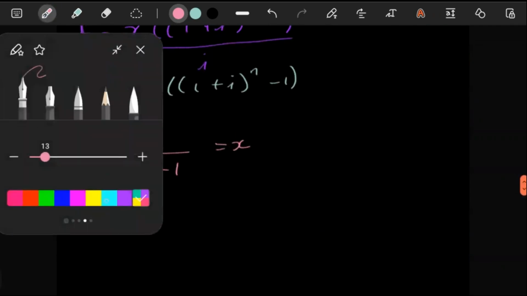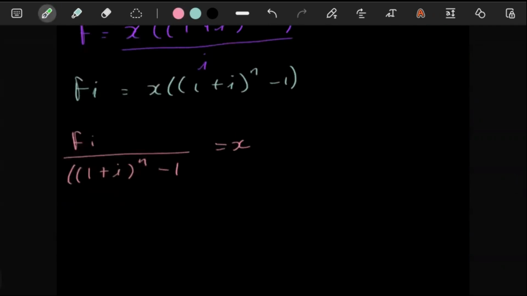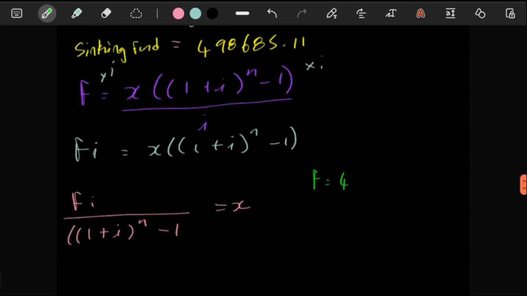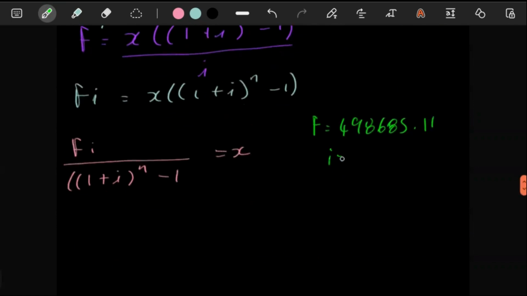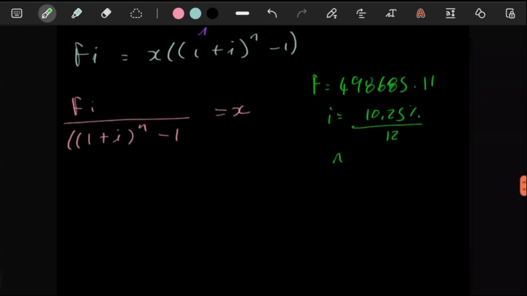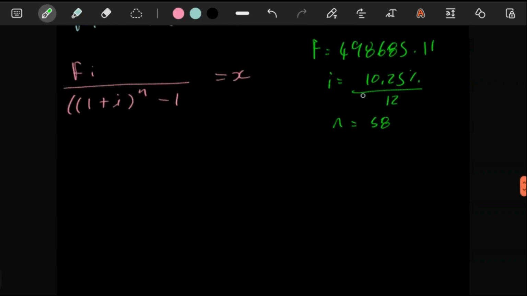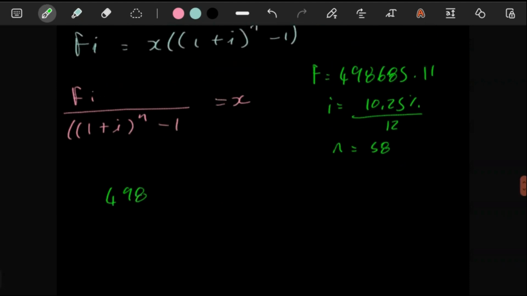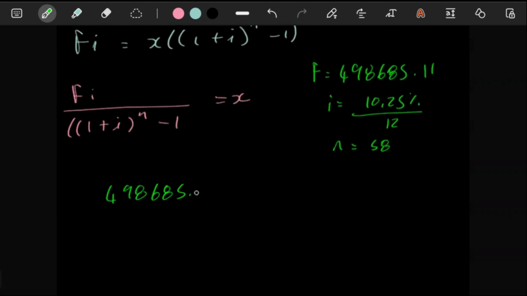So to get x, let's sort out what information we have. F is going to be this value here, our sinking fund, which is what we want to accumulate our money to. In addition, we know that the interest is 10.25% compounded monthly. The number of payments, we said, was 58. And yeah, that's all we need. So F here, I'm going to put 498,685.11.